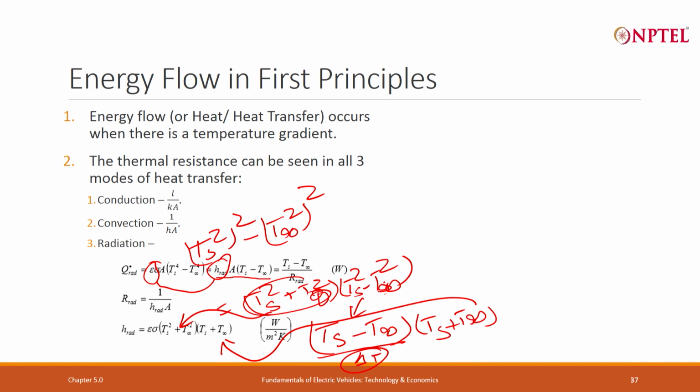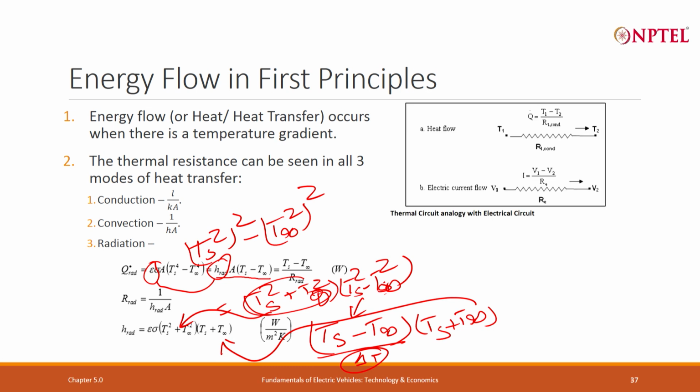So, for conduction, the thermal resistance becomes 1 by Ka. For convection it becomes 1 by Ha, and for radiation it is 1 by H radiation A, where H radiation is sigma epsilon (Ts square plus T infinity square) multiplied by (Ts plus T infinity). And Ts minus T infinity we can always call delta T.